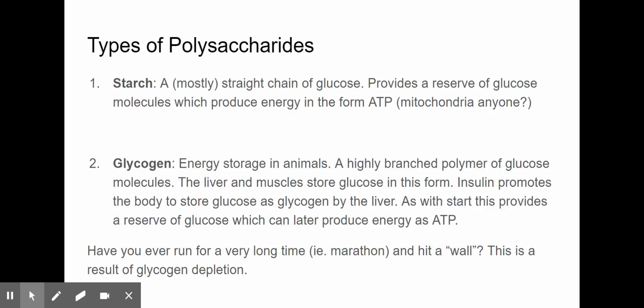Okay, we're going to talk about all three: starch, glycogen, and cellulose. I'll let you guys write this down and then I'll chat for a bit.